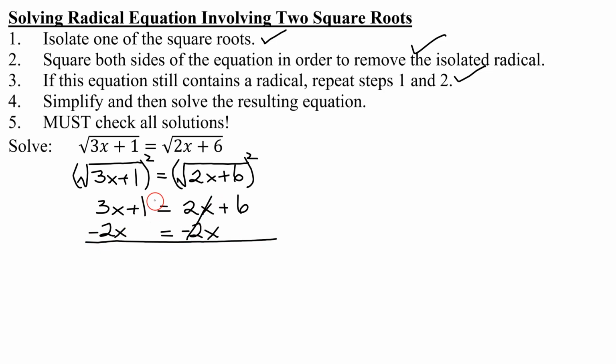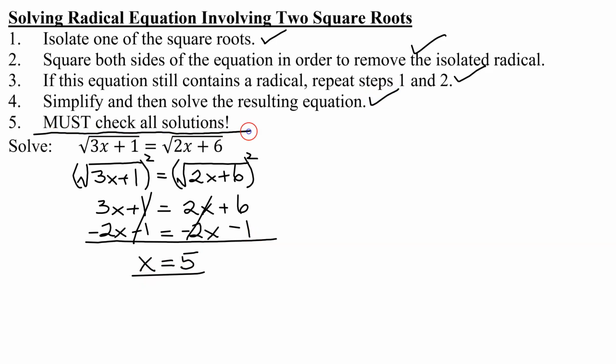And in the same step, I'm going to move this plus 1, so I'm going to subtract 1 from both sides. So on the left-hand side, I get 3x minus 2x is x. So I just get left with x because 1 minus 1 is 0. 2x minus 2x is 0, so on the right-hand side, I just get 6 minus 1, which is 5. So I have solved my resulting equation.